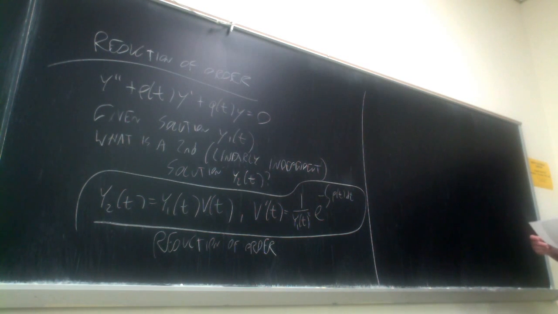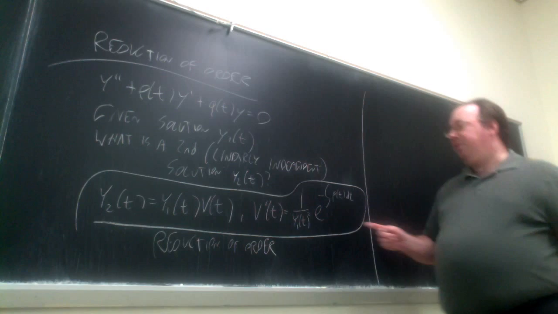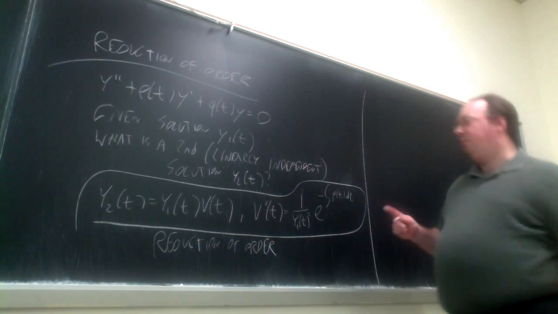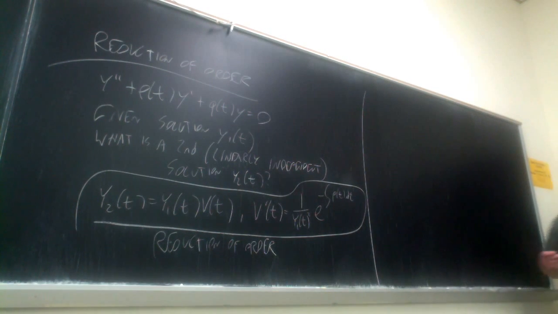It's also confirmed in the notes that once you get y2, y1 and y2 really are independent. Their Wronskian can be shown to be non-zero, so you can use y1 and y2 to describe your general solution.